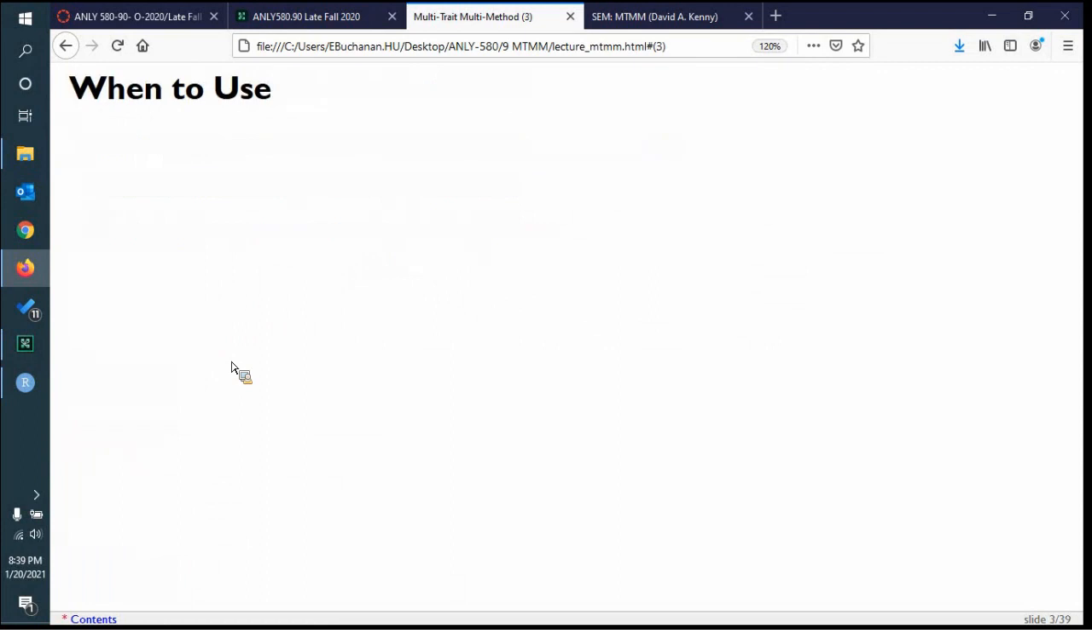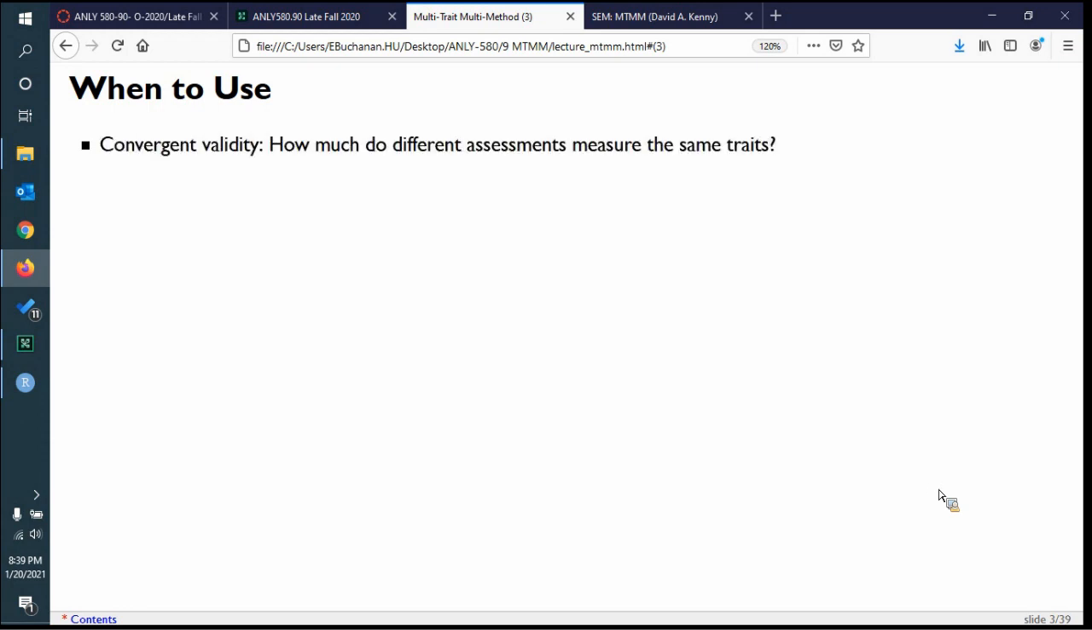So when would I use this? What is the use case of an MTMM over just our basic CFA? It's going to allow us to ask several questions that we can't with a CFA. The first one is convergent validity. Convergent validity is this idea that different measurements or different assessments converge. They measure the same underlying trait. And that's helpful because some assessments are free and some are not. So it's really nice to find ones that both measure the same thing, and this one's free, so I can use that one.